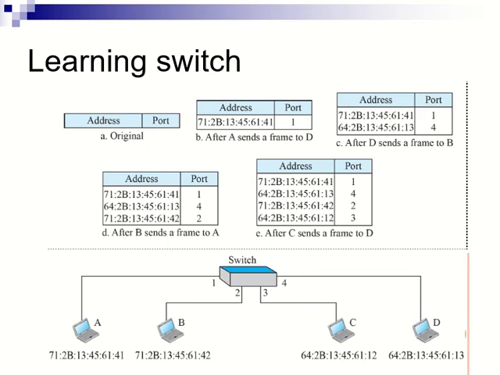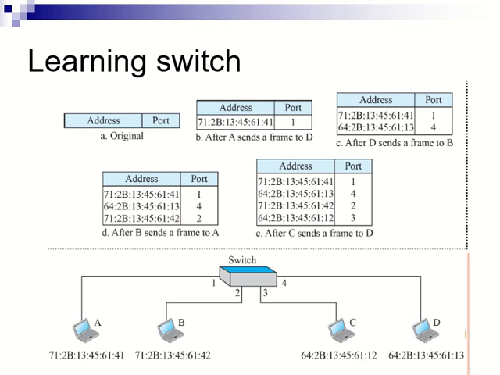Now, let us assume a station A sends a frame to destination D. The frame goes out from all three ports of a switch. However, looking at the source address, the switch learns that station A must be connected to port 1. That is, any frame destined for station A must be sent through port 1. The switch adds this entry in the table, as we can see in B.